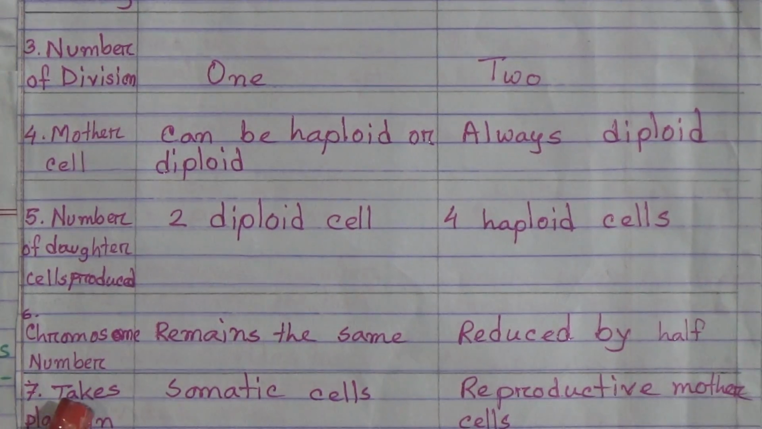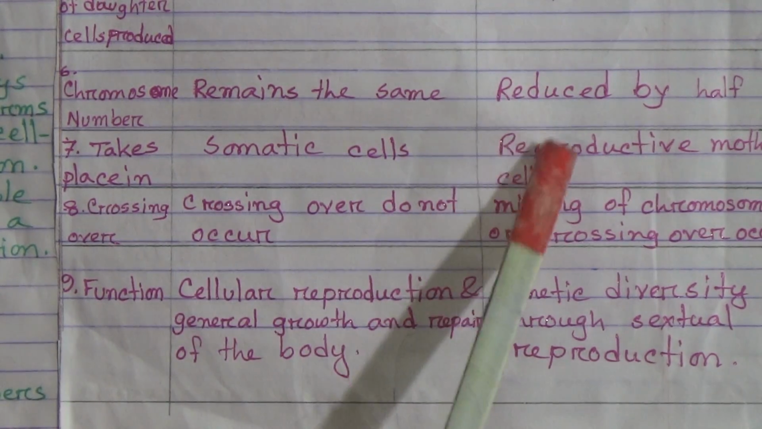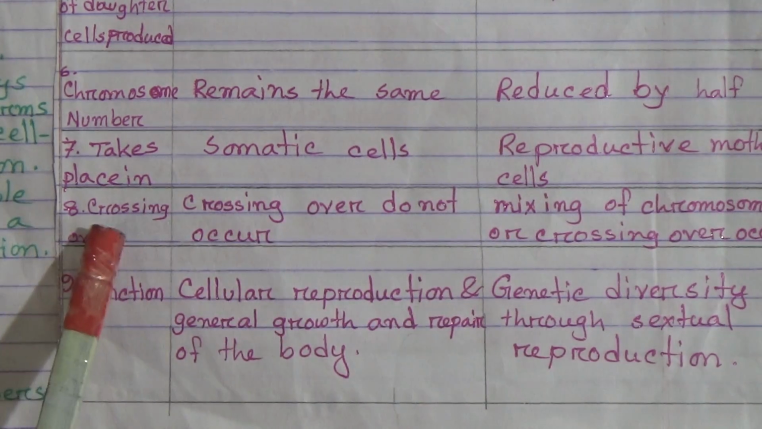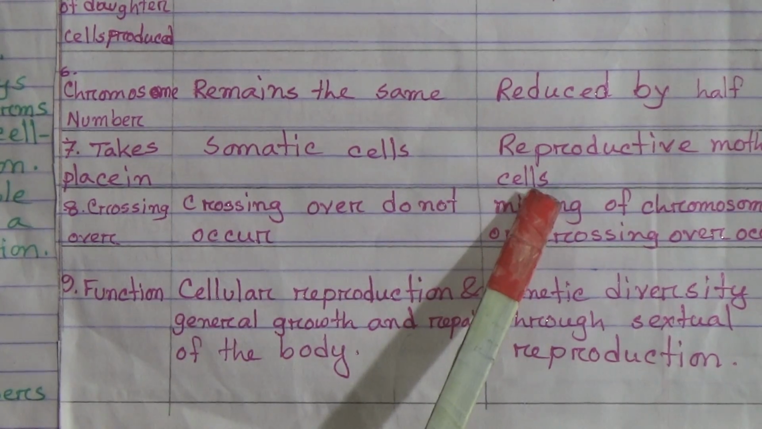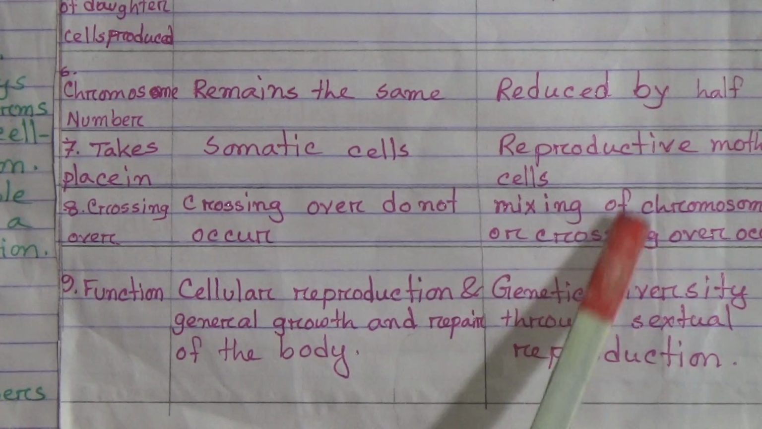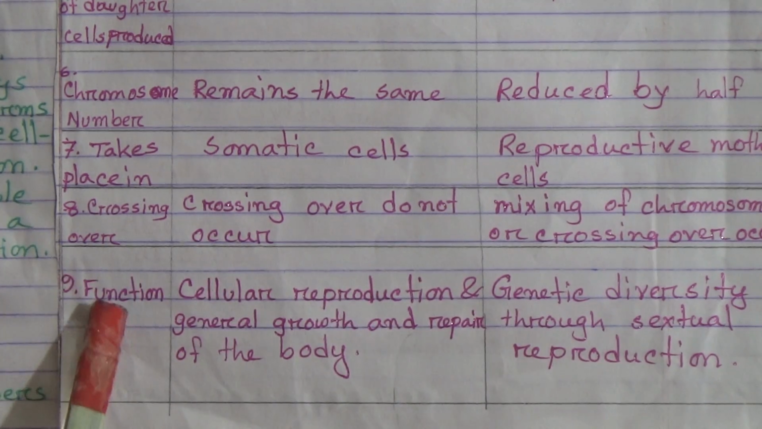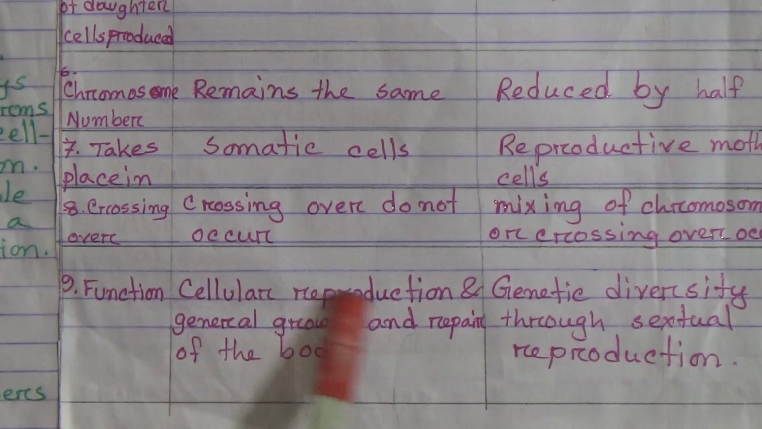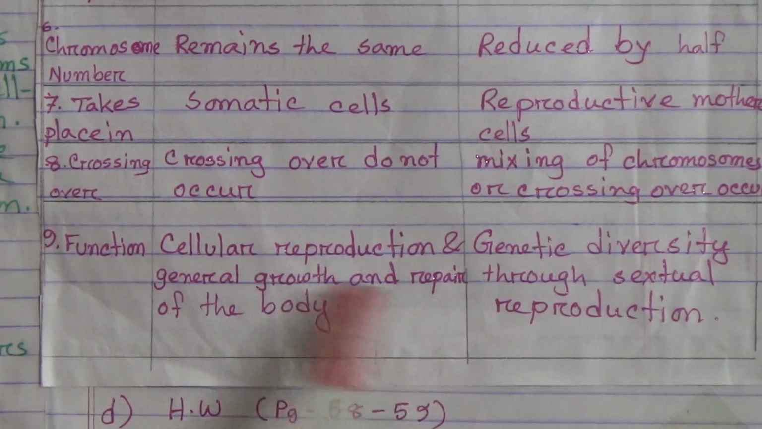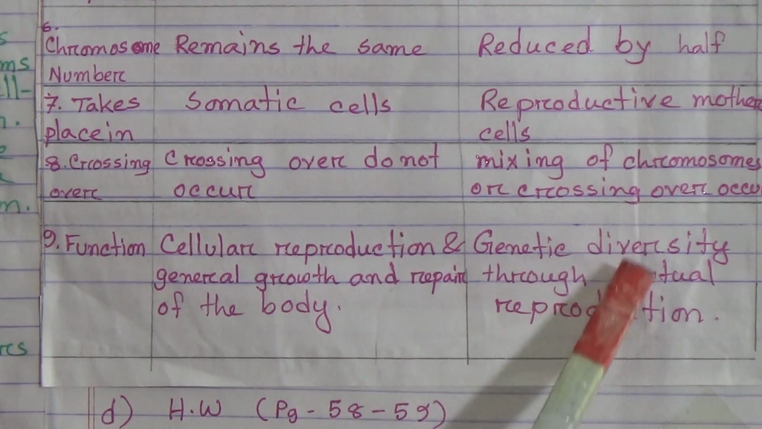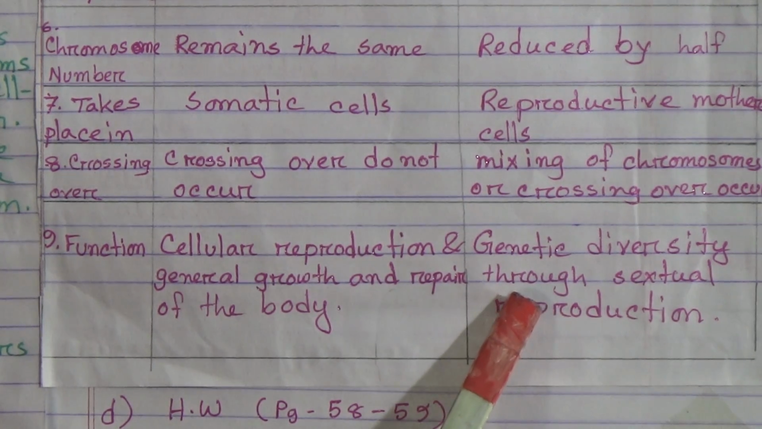In the next point, mitosis takes place in somatic cells, and meiosis takes place in reproductive mother cells. Now come to next point, crossing over. In mitosis, crossing over does not occur. In meiosis, mixing of chromosomes or crossing over occurs, and it is a very important criterion of meiosis. Now come to the last one, function. Cellular reproduction, that means asexual or vegetative reproduction, general growth and repair of the body are functions of mitosis, and genetic diversity through sexual reproduction is the function of meiosis.